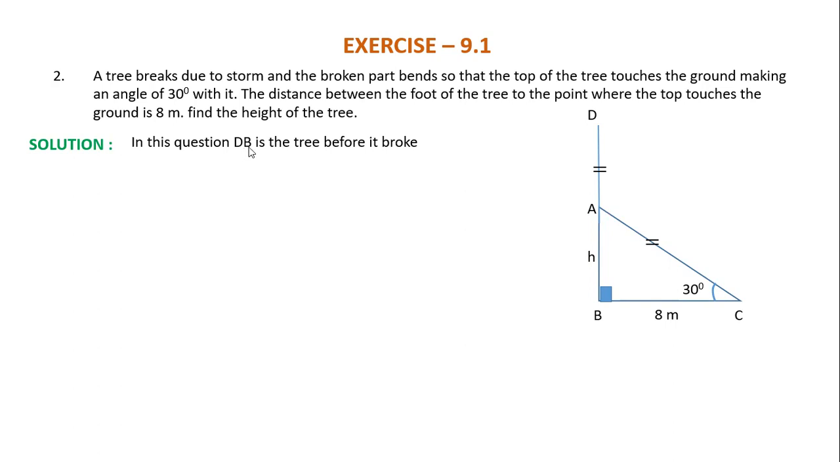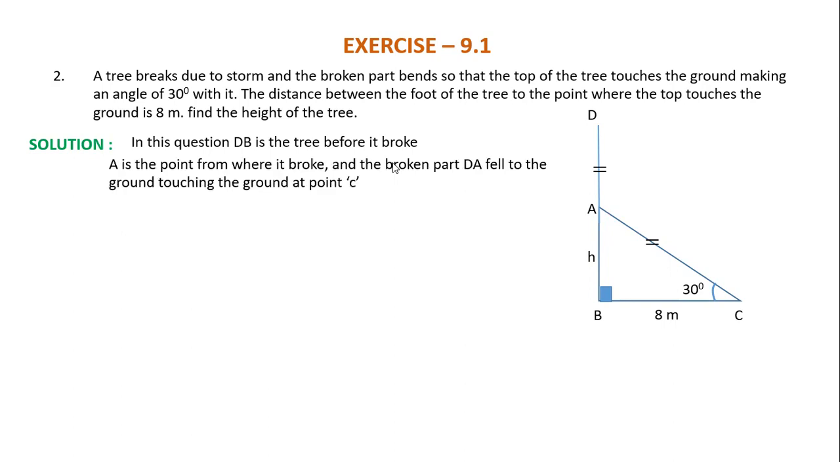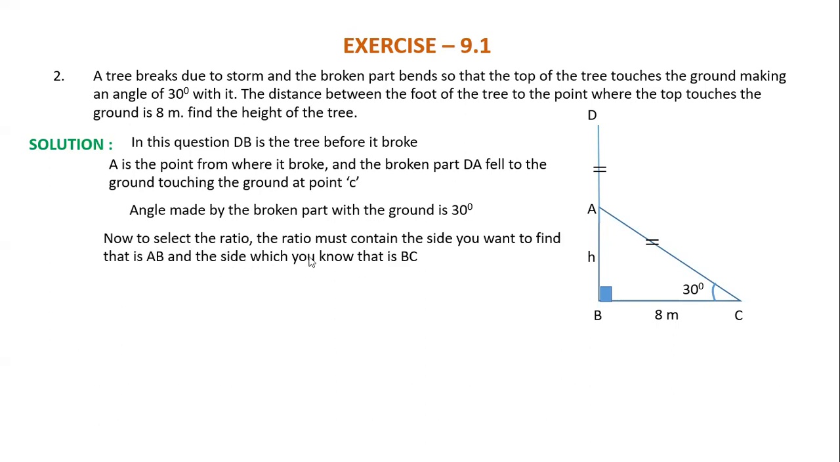So here let us see now. In this question, DB is a tree before it broke. A is a point from where it broke and the broken part DA fell to the ground, touching the ground at point C. Angle made by the broken part with the ground is 30 degrees. Now to select the ratio, it must contain the side you want to find, that is AB, and the side which you know, that is BC. So we need AB upon BC.